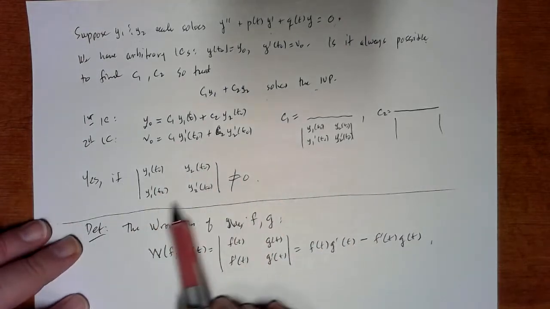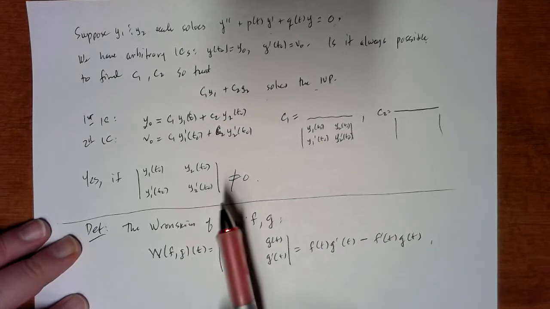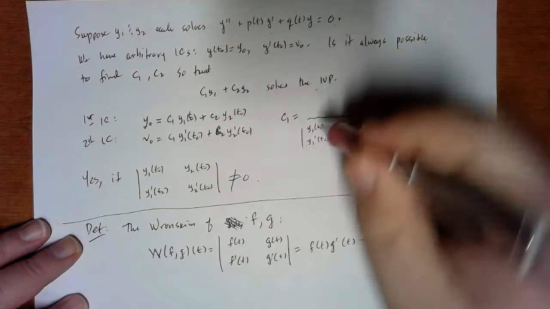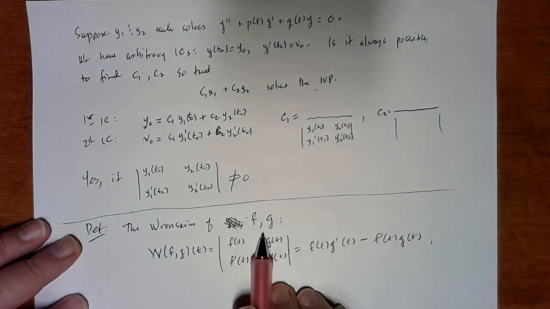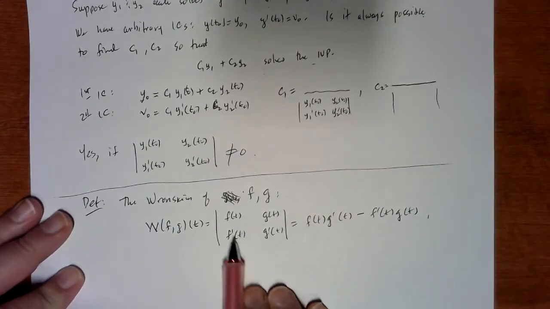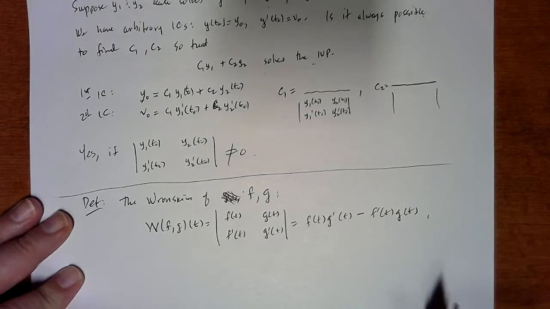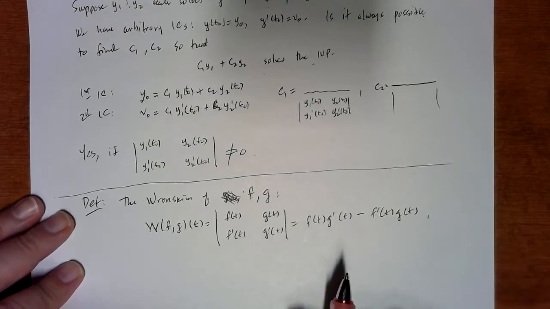And then this computation has such important meaning that we give it a name, and that name is the Wronskian. So the Wronskian of two functions, f and g, is defined to be this determinant with f, g in the top, f prime, g prime in the bottom. And so we just compute that. Very good. And so now I think we're ready to write down our theorem.